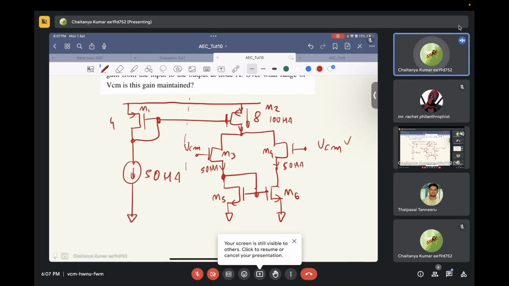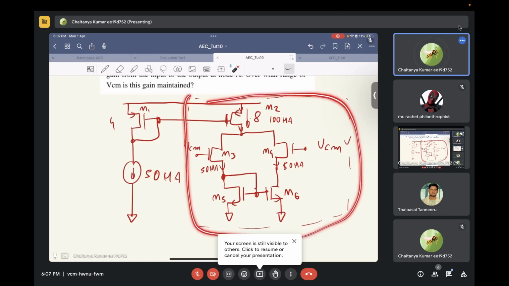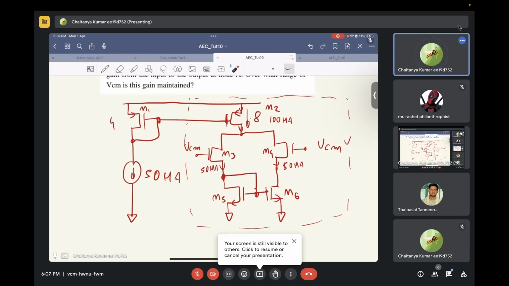So what is this structure? This complete structure. What is the structure? It's like Sorry, your voice is not clear. Can you please type?